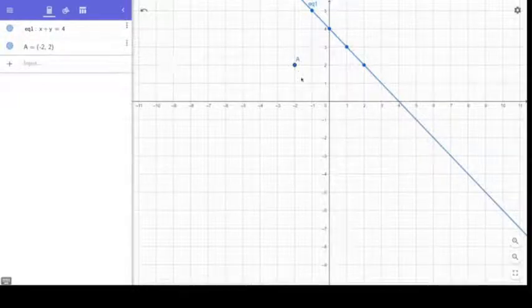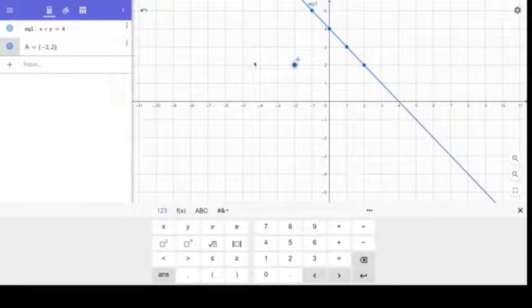Now, whenever I take any other point, like minus 2 comma 2, it is not lying on the line, so it does not satisfy the equation. Can you see that? So all the solutions of this equation x plus y equal to 4 will lie on this straight line. There are infinitely many solutions, and anything that is not a solution will lie outside the line.